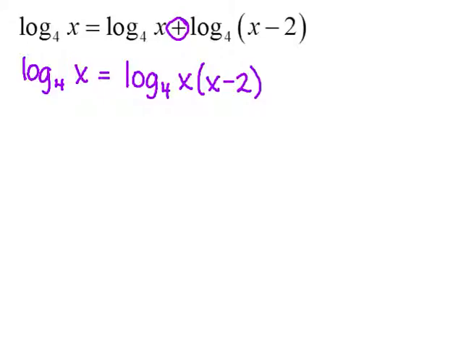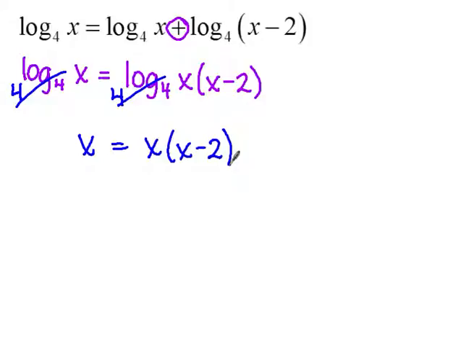So now, since you've condensed it down to the logarithm of a single quantity, now is when I can just raise both sides to the 4. Get rid of this and have x. Get rid of this and have x times x minus 2. And so now we just have an equation that we need to solve.